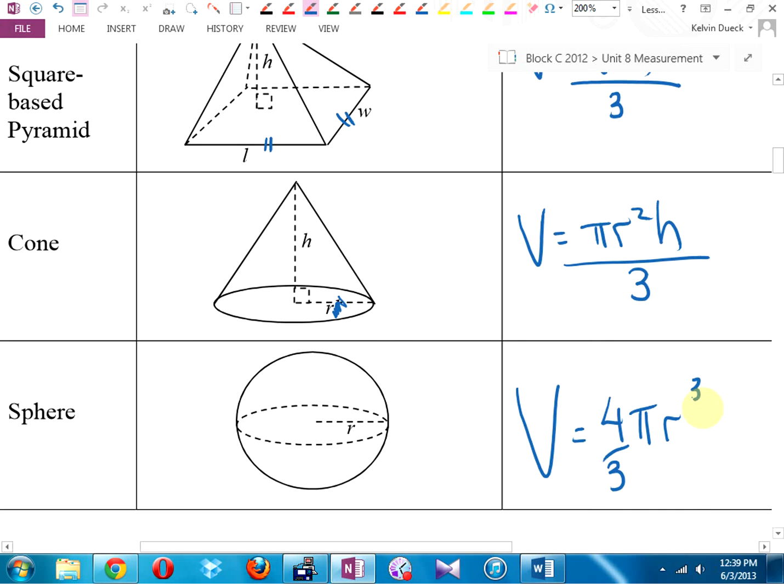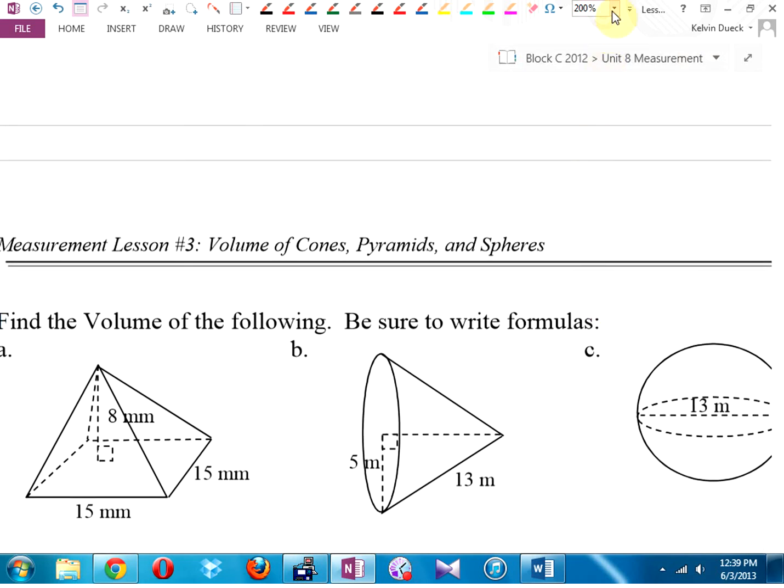So, let's try a few of these. It's on your formula sheet right in front of you, Darian. Just saying.